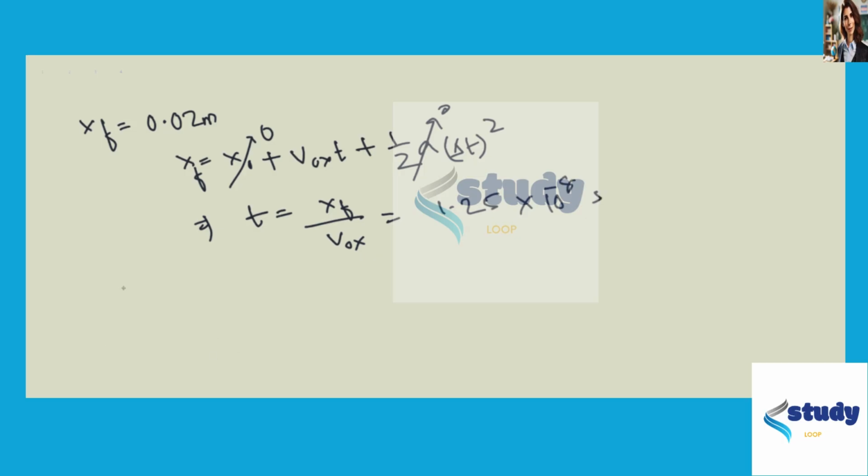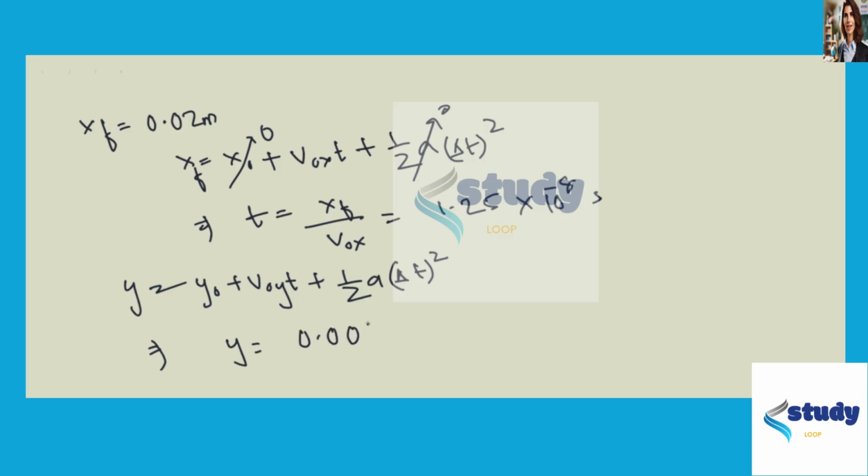Now let's find y at this time. This will give y to be equal to 0.004997. Remember to put a negative sign for the acceleration because it points downward, and also use a negative sign for y naught as well.